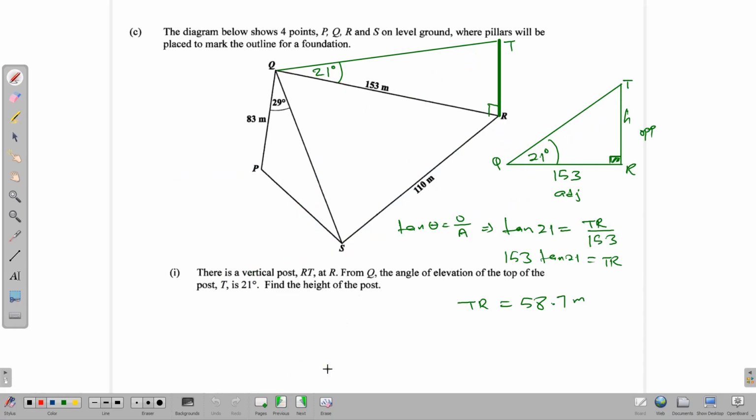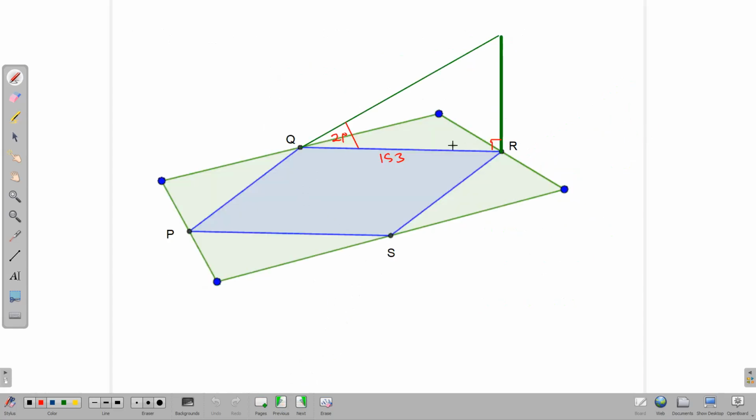But this diagram is just intended to give you a better view of it, where you can probably see it a little more, that this is a flat plane. These are our points P, Q, R, and S, and this is our vertical post RT on the flat plane. All right, let's move on now.